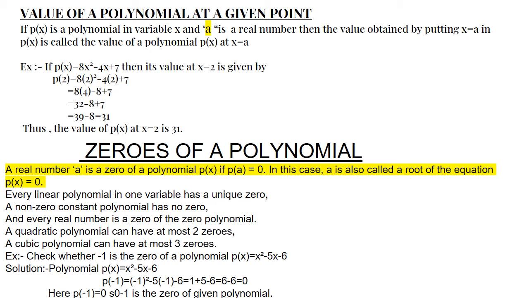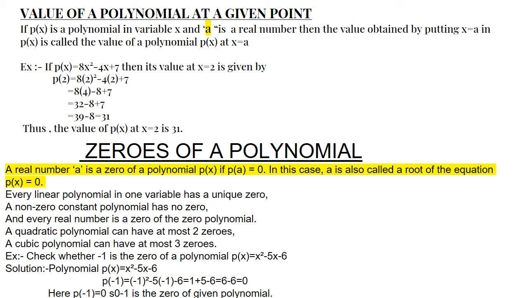Now observe here, a non-zero constant polynomial has no zeros. What is a constant polynomial? It has its exponent 0, so it has no zeros here. The zero polynomial has value 0, and every real number is a zero of the zero polynomial. Now the quadratic polynomial. What is a quadratic polynomial? ax square plus bx plus c is said to be a quadratic polynomial. Every quadratic polynomial can have at most 2 zeros.